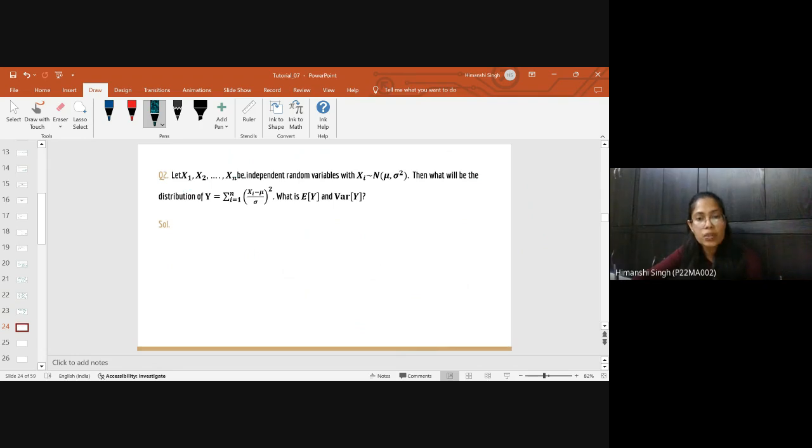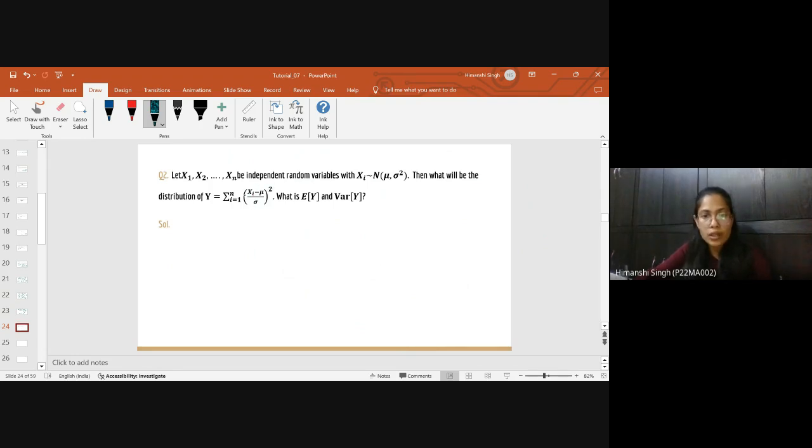So if x1, x2, ..., xn are independent random variables with xi's following normal distribution with mu, sigma square, then what will be the distribution of this quantity? Tell me how we can find out the distribution. This is based upon the results which I have already discussed in the beginning of this class.